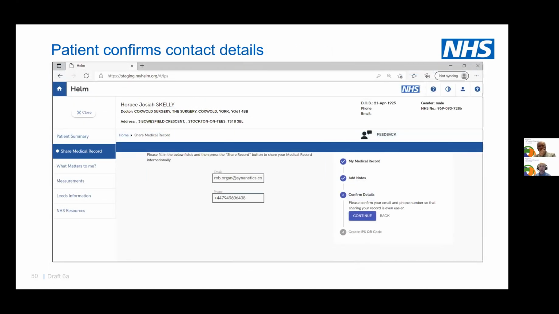Normally this would auto-populate. The reason it's here is because it is a demonstration system. I will send a QR code after the demonstration, which will run through it in real time rather than as a slide deck, but this would auto-populate. But you could then amend details as you may need to. So next slide, please.